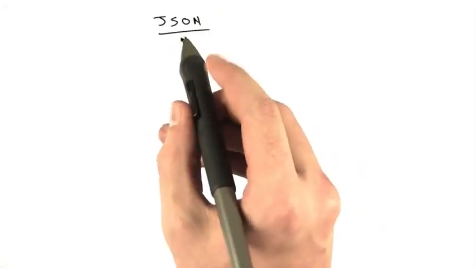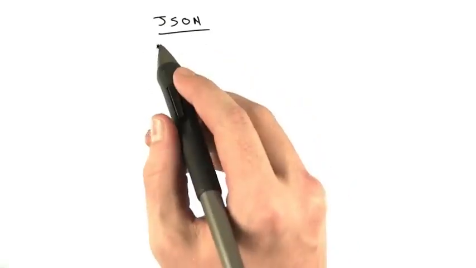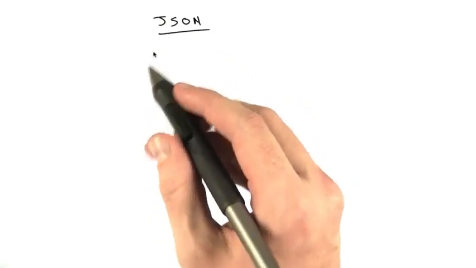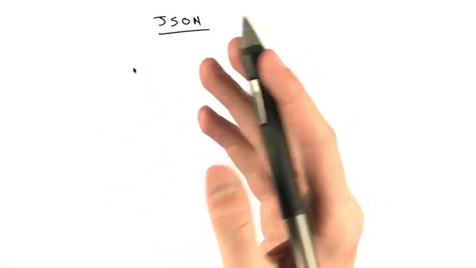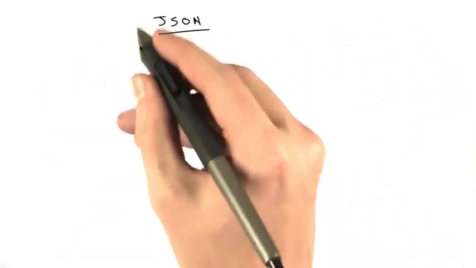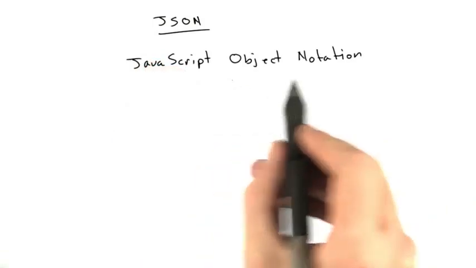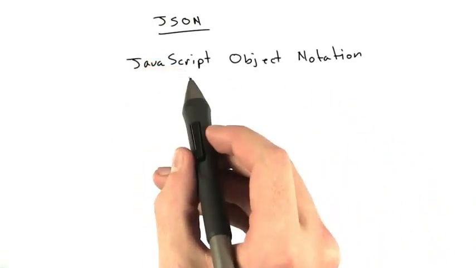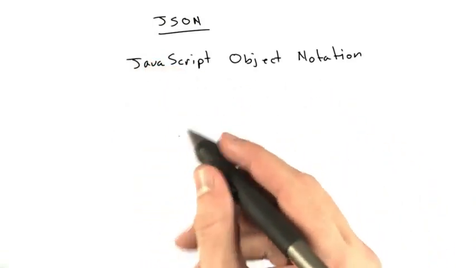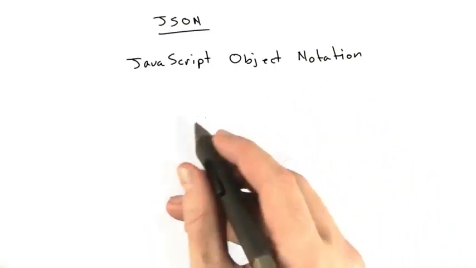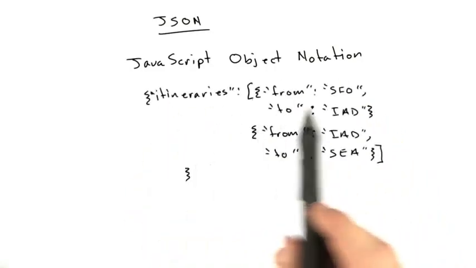Okay, the next thing I'd like to talk about is JSON. JSON serves the same purpose as XML, which is it's a nice computer and human readable way to exchange data in a consistent format. It stands for JavaScript Object Notation. The reason it says JavaScript is because JSON is actually valid JavaScript code. It might look something like this.